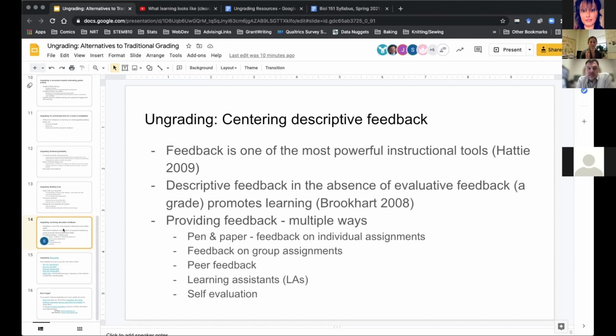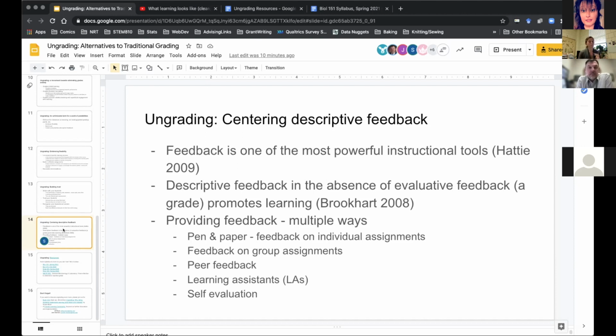Providing feedback, though, that's a challenge. That's something I really came up against a wall with in my intro-bio class because this semester is only 90 students, but it's usually 135 students. So how do I give descriptive feedback to every single student? So one way is old-fashioned pen and paper, right? Feedback on individual assignments. Okay, I used Blackboard, so I was able to type. But that's still 135 students every week. That's more than I can handle.